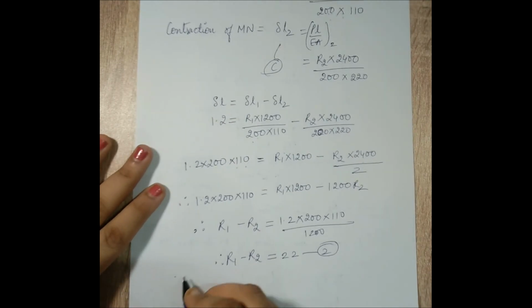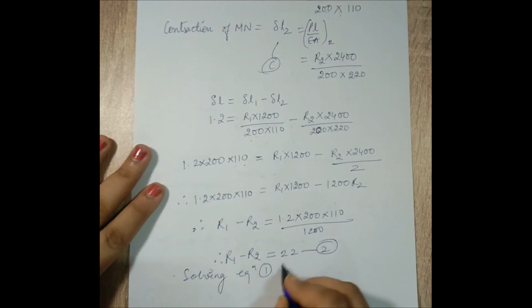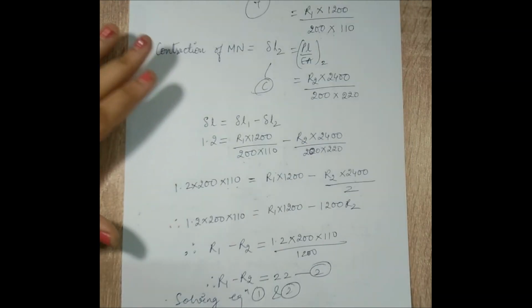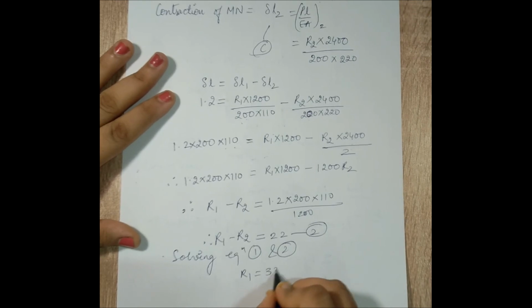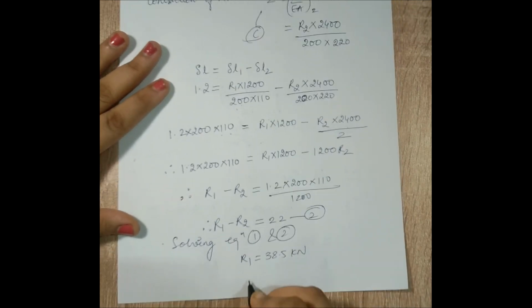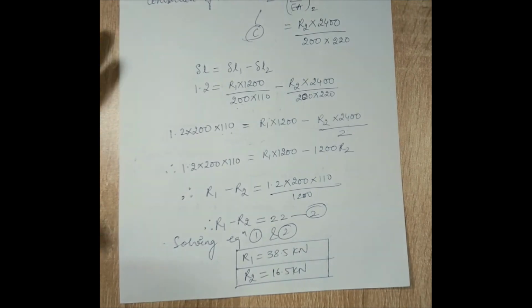If I solve equation 1 and 2, I get the value of R1 as 38.5 kilonewton and R2 as 16.5 kilonewton. So these are the two values of R1 and R2 that I have obtained.